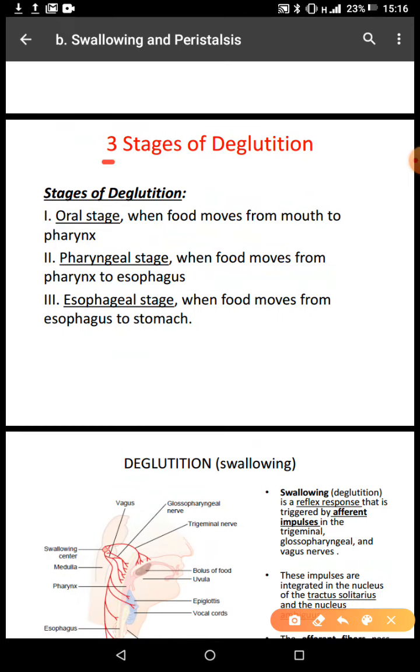Now, there are three stages of swallowing, which is also called deglutition. There's the oral stage, when food moves from the mouth to the pharynx. There's also the pharyngeal stage, when food moves from the pharynx to the esophagus. And then there's also the esophageal stage, when food moves from the esophagus to the stomach. So this one is voluntary. This one is involuntary. We have no control over these two, the pharyngeal stage and the esophageal stage. Okay.